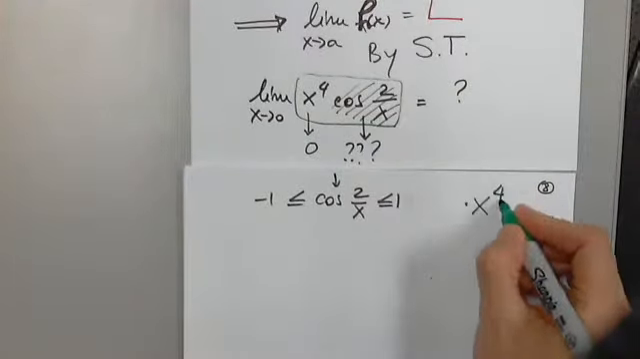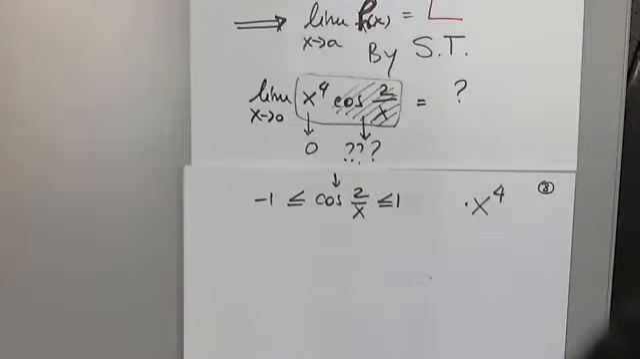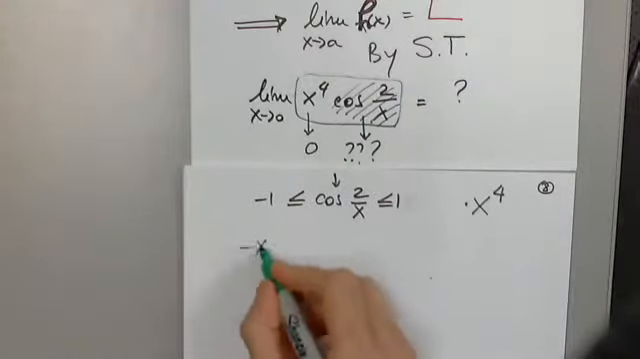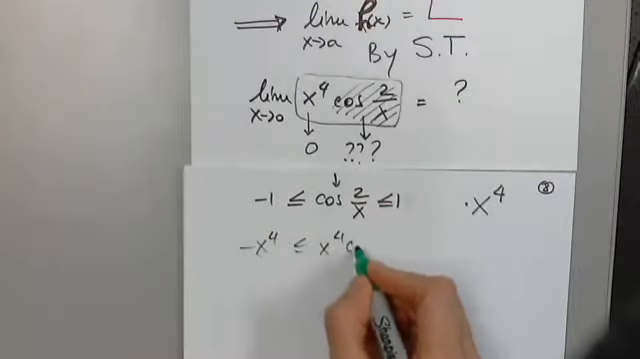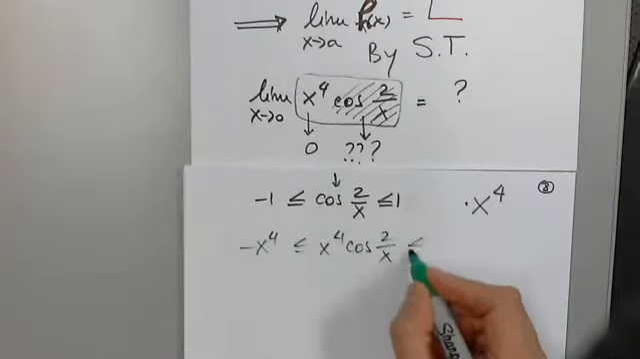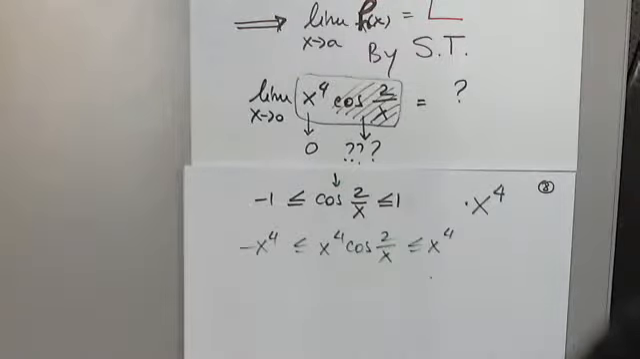Multiply everything by x to the fourth so I can create that particular function in the very middle, because I'm trying to show that it's squeezed between two functions. So the left-hand side is negative x to the fourth. The middle is x to the fourth cosine of 2 over x, and the right-hand side is x to the fourth.